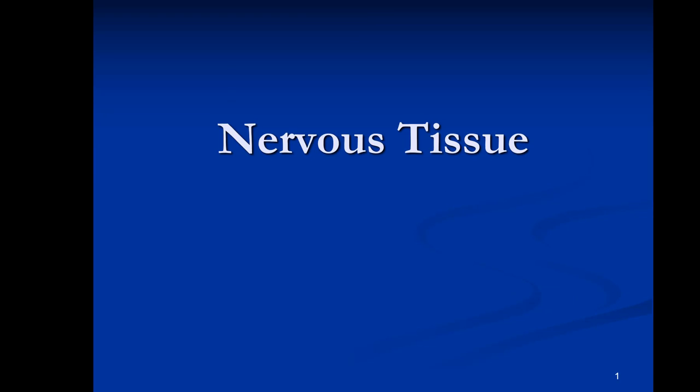This next lecture is going to be on nervous tissue. So putting this in perspective, remember there are 4 types of tissue in the human body. We have epithelial, which we've covered in detail, connective, which we've also covered in detail, muscle, which we just finished covering, and now we're finally on to nervous tissue.